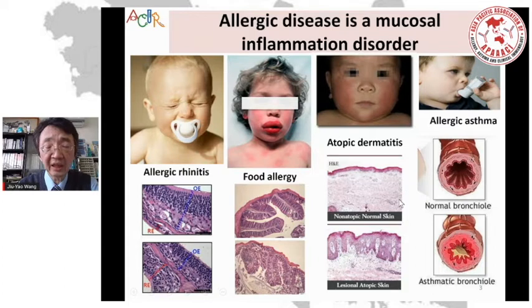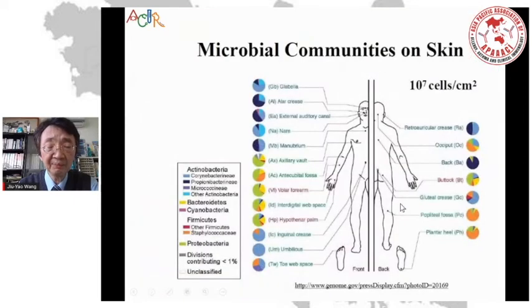So all these allergic disorders have a common feature, that they all have mucosal inflammation. A lot of the factors that cause the mucosal inflammation may be due to the immune reaction that responds to the microbiota that colonize our mucosal membrane. But in our healthy status, we can see that there are a lot of different kinds of microbiota resident on our mucosal membrane as well as on the skin.